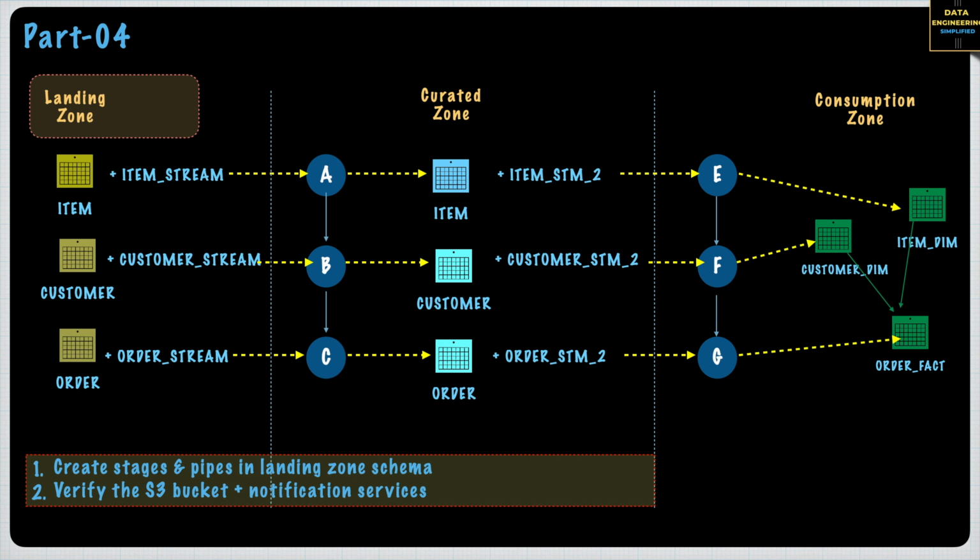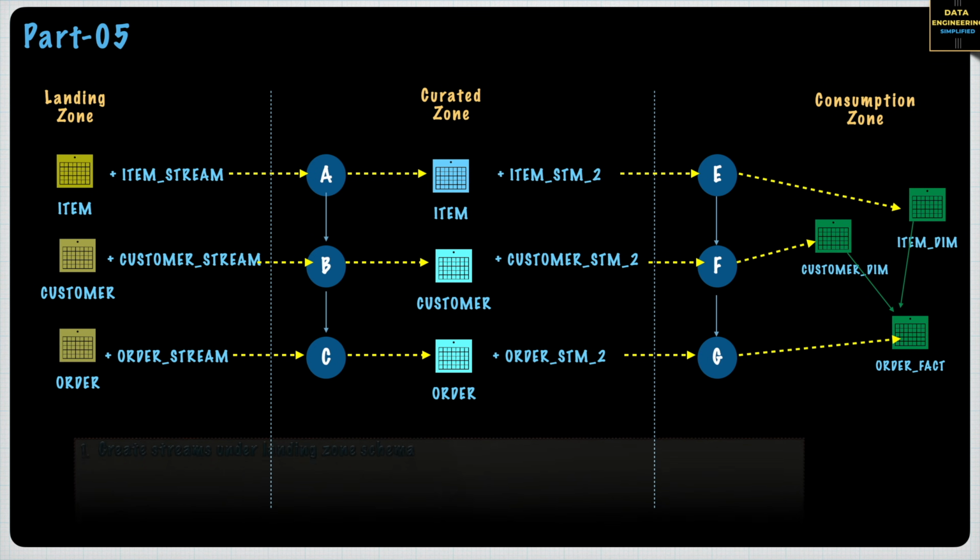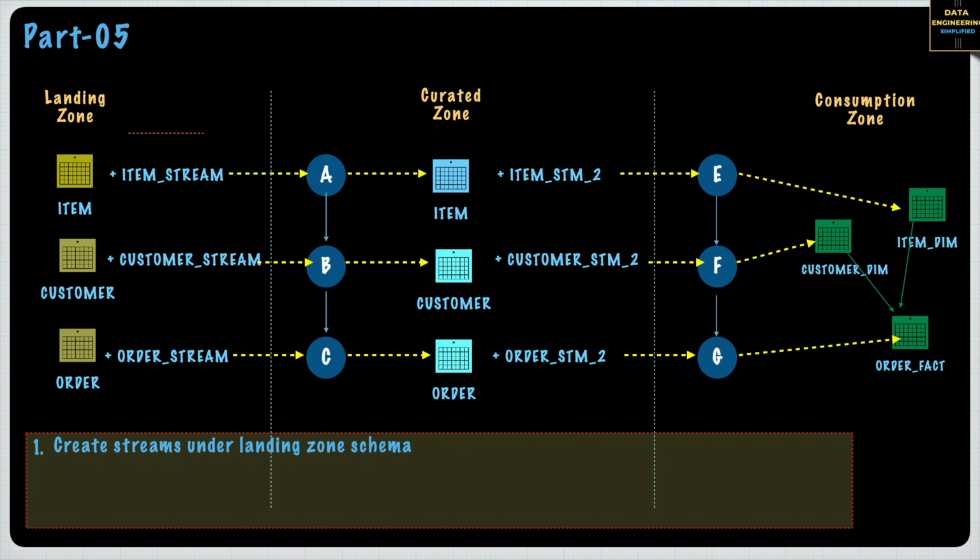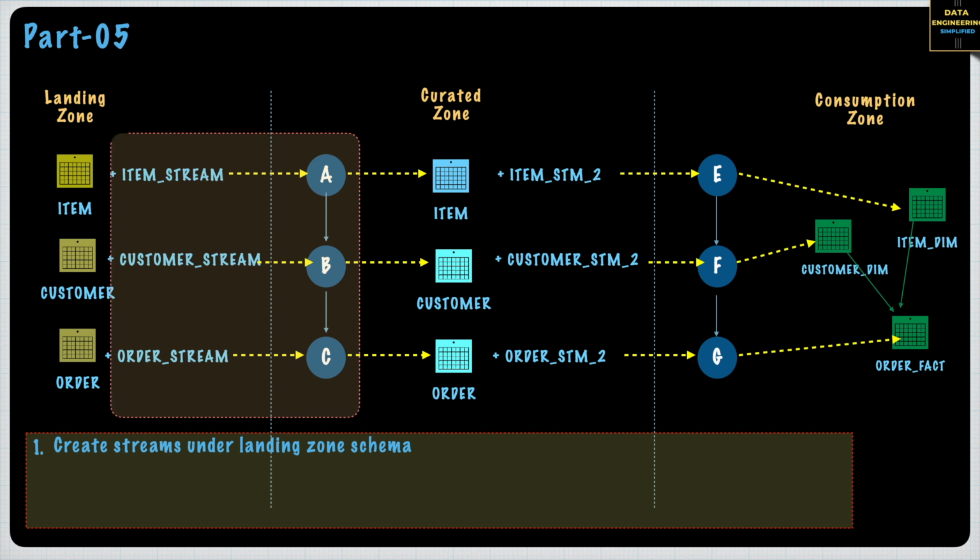So our stage setup is done, our pipe setup is done. We have verified our S3 bucket folders and we have also validated our notification services. So our part 4 is complete. Now we'll jump to part 5. In part 5, we are going to create a stream under the landing zone schema. Before we put the delta files into our S3 location, we have to make sure that streams are created under the landing zone and the tasks are set up in the curated zone.